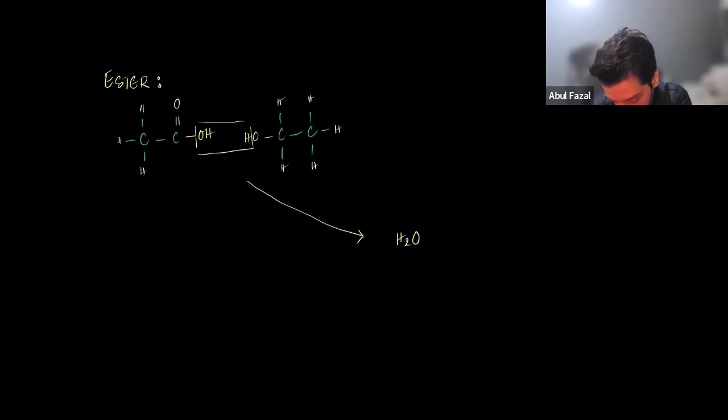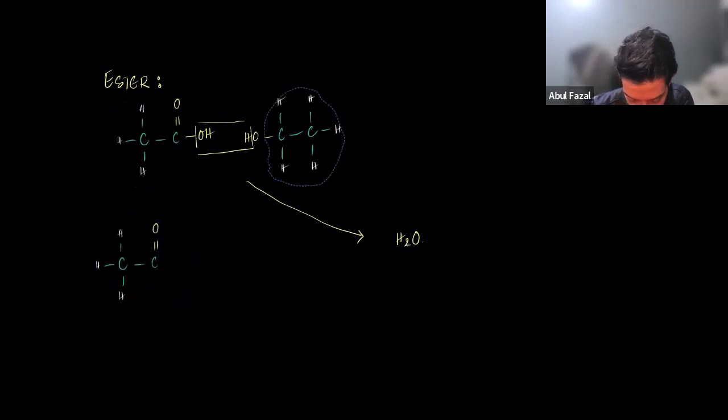One, two, three, four, five, six. And if you recall, the OH from the acid and the hydrogen from the alcohol join together to form water. And the rest of the molecule joins together to form an ester. Pretty easy.